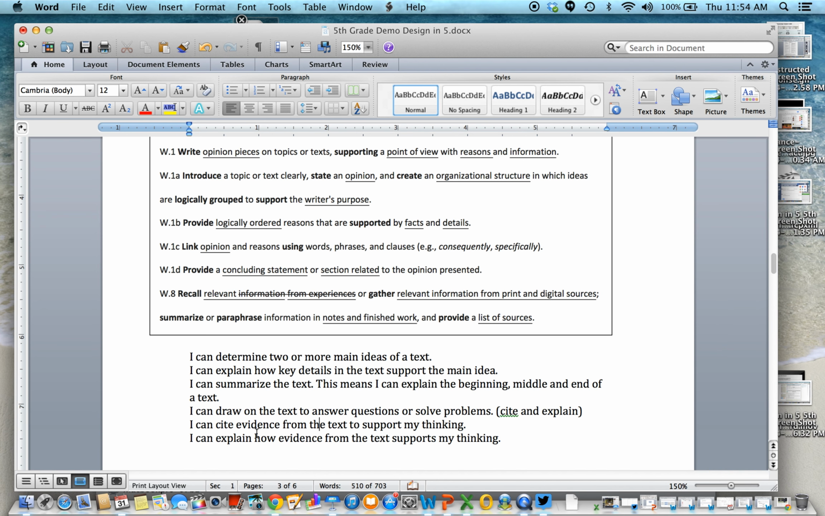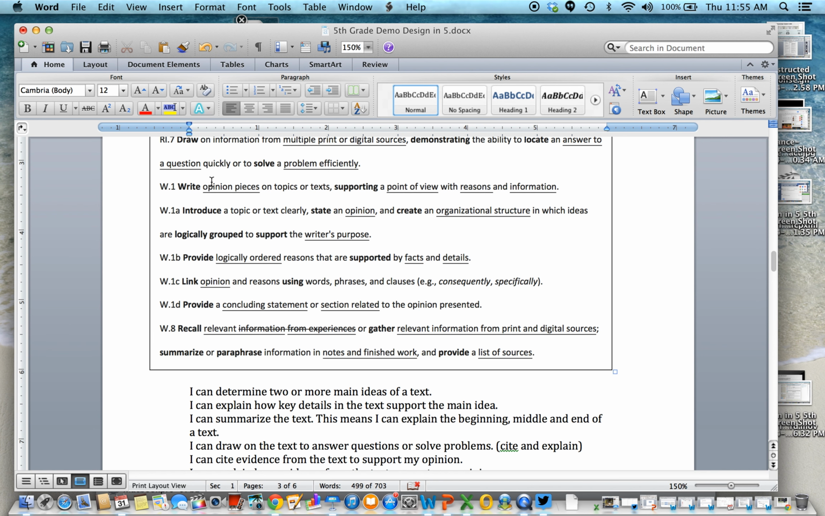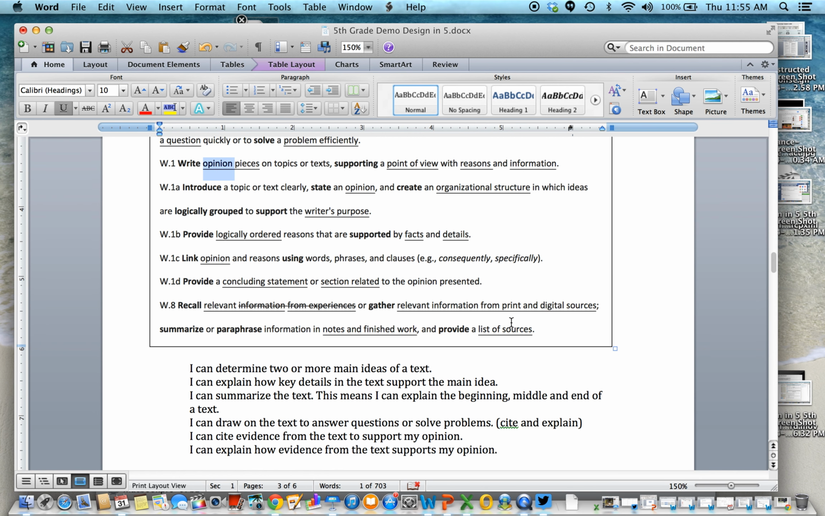Yeah, so we could, because this one is about citing evidence, and this is about explaining how that evidence ties to my thinking or my claim or my argument. And because we're going to talk about opinion, I'm going to actually put opinion in there. This might not always be true for each, because sometimes it's a claim, but in this case, we're using the language of the standard, which is opinion. All right, so now let's take a look. We've got a few more writing pieces to look at. So write an opinion piece on topics or text supporting a point of view with reasons and information.